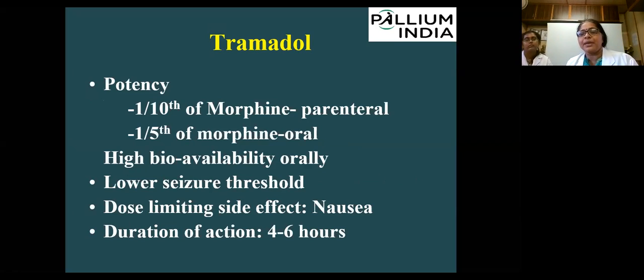So one has to be careful. We usually don't give it to patients with brain metastasis, even if the pain is mild or moderate, because it lowers the seizure threshold. The dose limiting side effect is nausea. It can cause a tremendous amount of nausea. So we need to give an antiemetic along with this, like we do with morphine too.